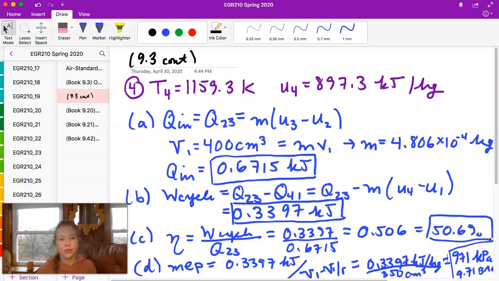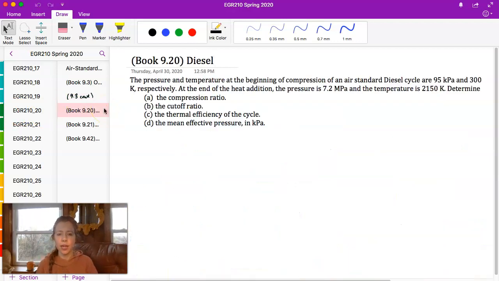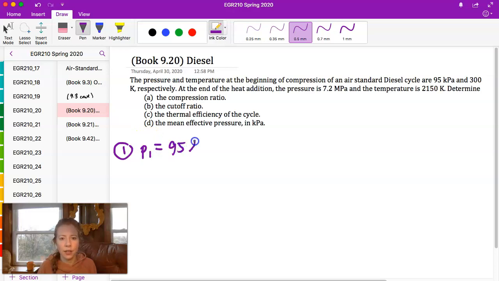All right, so we have quite a bit more to get through today, so we're going to keep on going. So for this next one, we're looking at the diesel cycle. And for this, it says the pressure and temperature at the beginning of compression of an air standard diesel cycle are 95 kilopascals and 300 Kelvin respectively. So at the beginning, that's going to be our info for state 1. So that's going to be P1 is 95 kilopascals and T1 is 300 Kelvin.